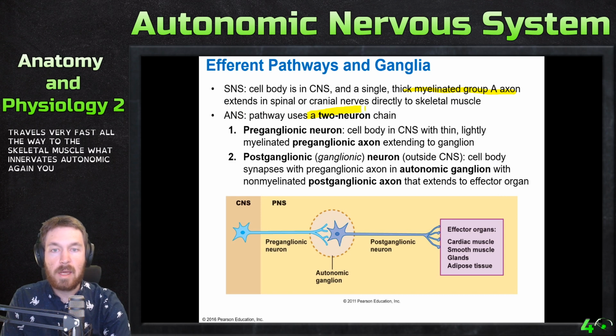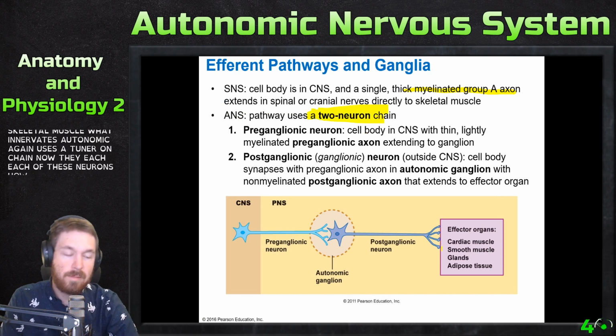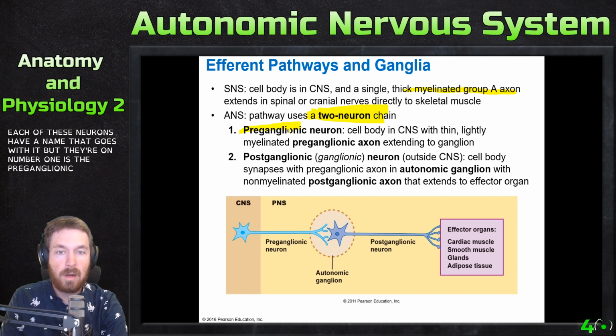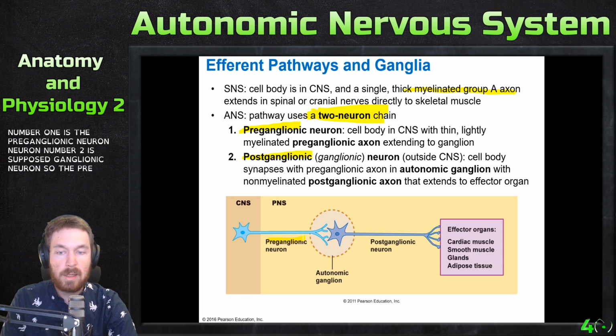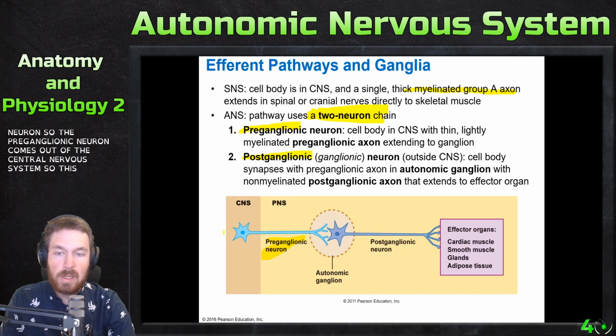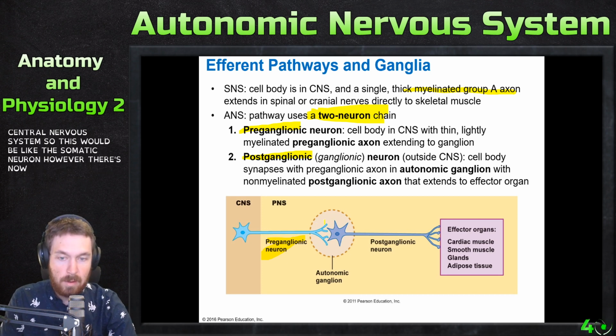Autonomic, again, uses a two neuron chain. Now each of these neurons have a name that goes with it. The neuron number one is the preganglionic neuron. Neuron number two is the postganglionic neuron. So the preganglionic neuron comes out of the central nervous system. So this would be like the somatic neuron. However, there's now a synapse here.